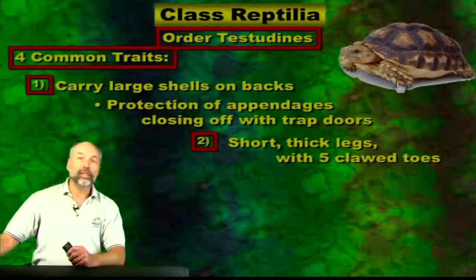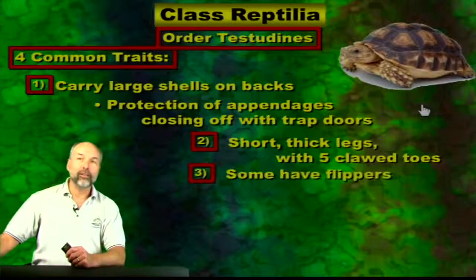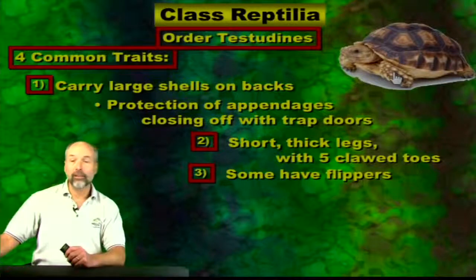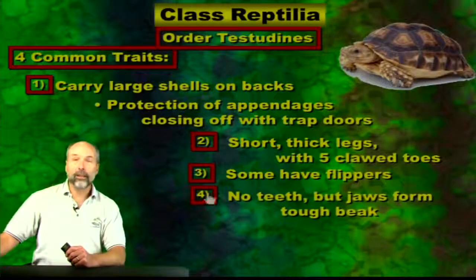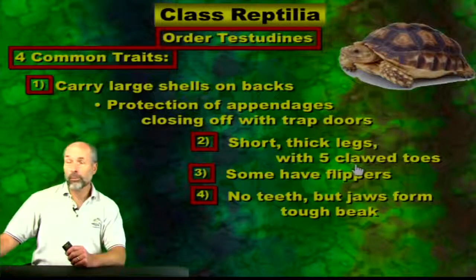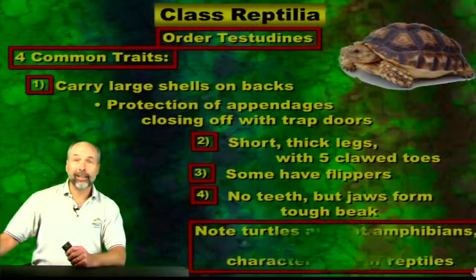They've got these short, stubby little legs, got 5 claws on their toes. Some of them will have flippers if they're turtles, obviously, if they go in the water. And if we think about teeth, they don't have teeth, so they are toothless. But you know, if you've ever heard of snapping turtles, they can take your finger off. So those beaks can be pretty tough. So you got to be careful about getting bit.